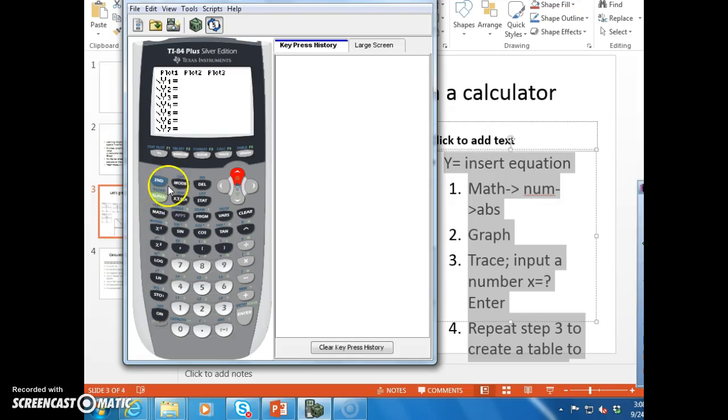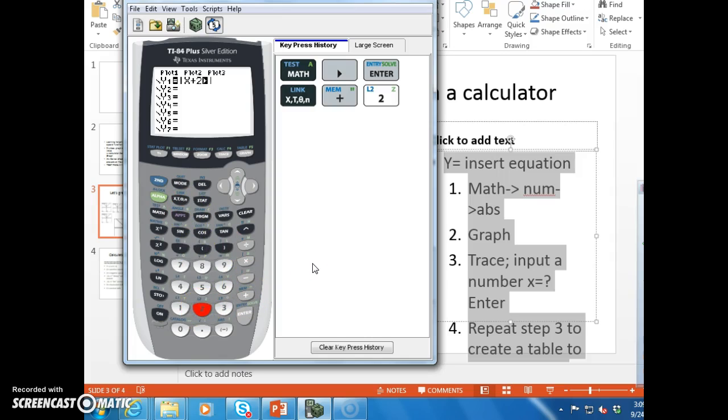Value, you go to math, right arrow, yes. And we're going to do x plus 2 on the inside. Hit graph. What are we expecting to see?